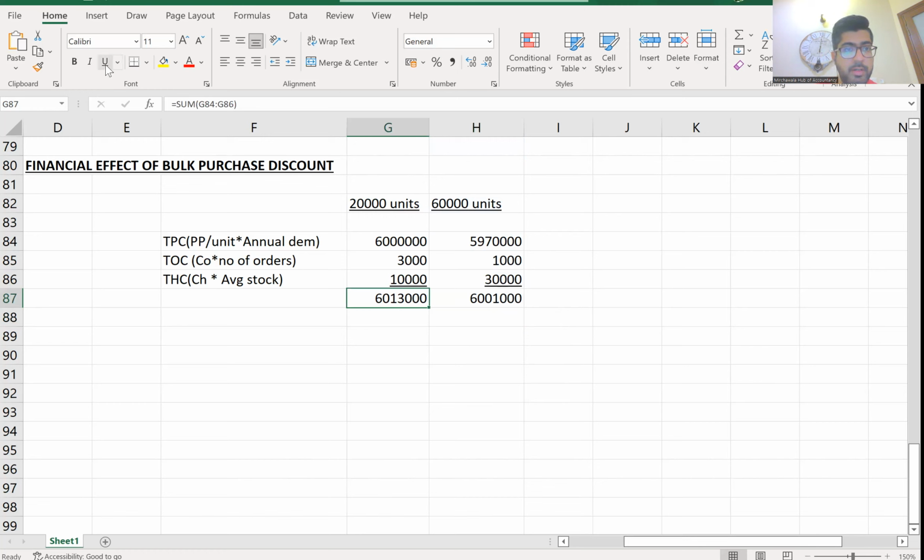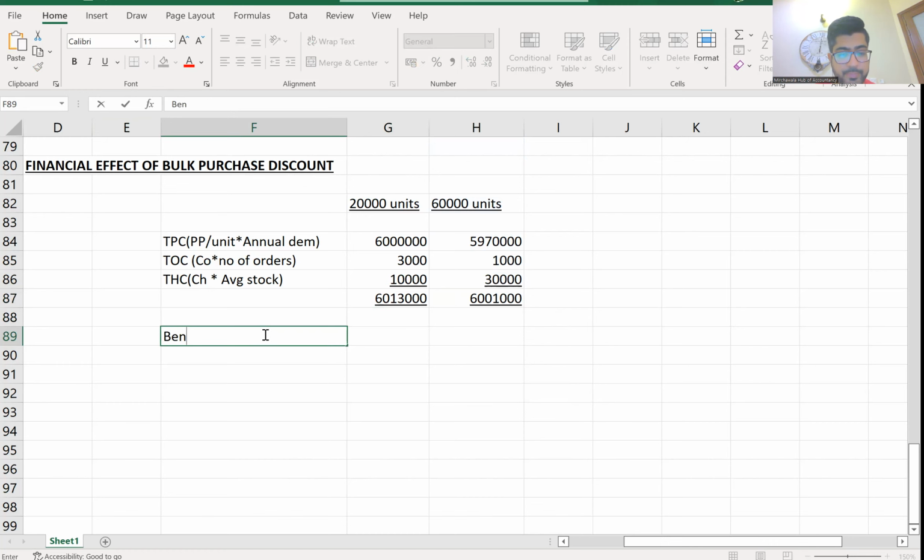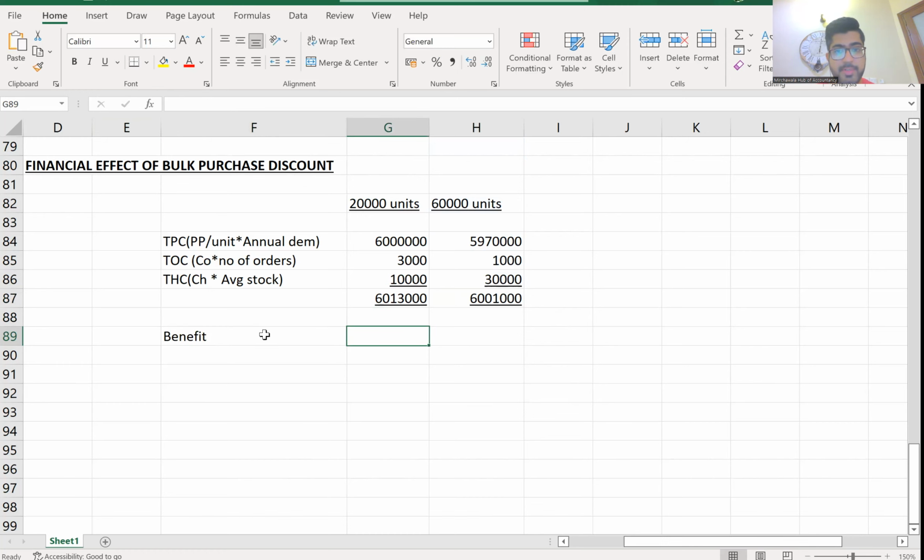So if you are ordering 20,000, your cost is 6,013. And if you're ordering 60,000, your cost is 6,001. So is the cost falling? Yes. That means the financial impact of accepting the bulk discount is the benefit of the difference.